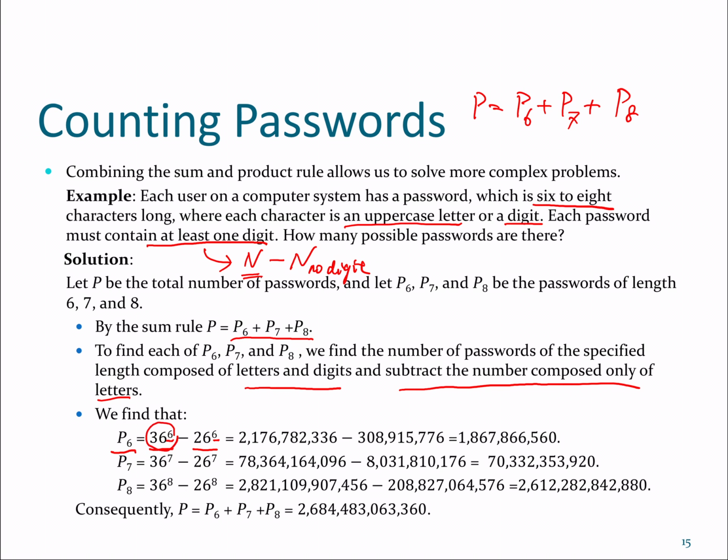So using the first number minus the second, that will be the passwords that have at least one digit, because this is the total possible passwords, and this is all the passwords with only letters. So the total minus the second is the passwords that contain at least one digit. So you get P6. Continuing, you can also get P7 and P8. Finally, add them together. This is the total.